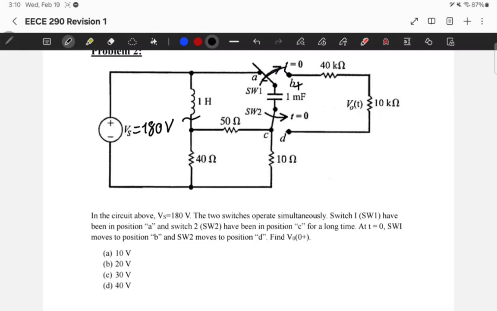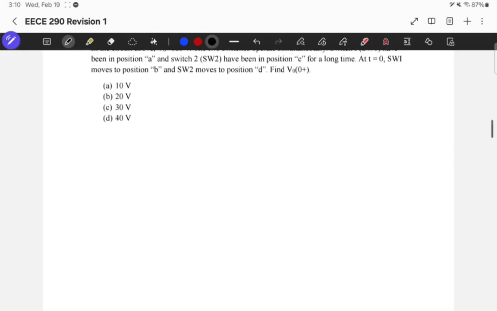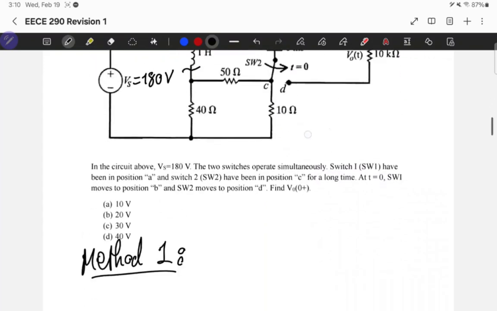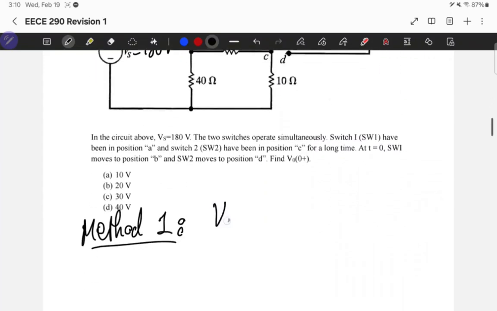I'm going to do both methods. So method one involves getting the entire expression of V0 at t. We need to get the voltage across the capacitor, which is going to be V0 exponential minus t over tau. This is the voltage across the capacitor, with tau being RC.